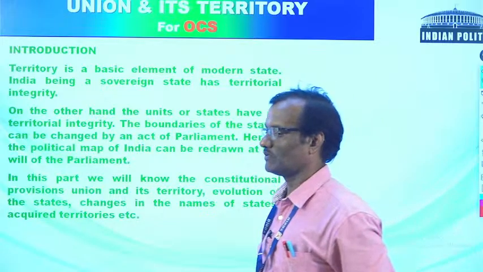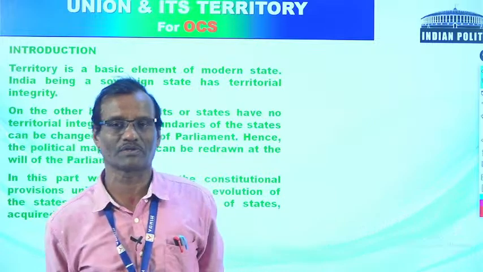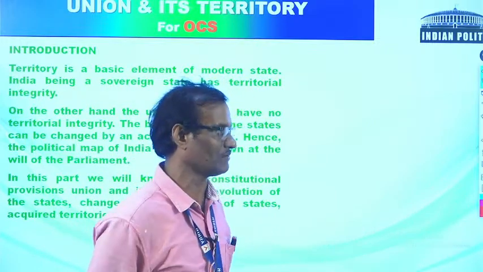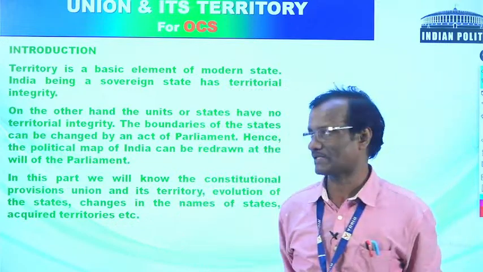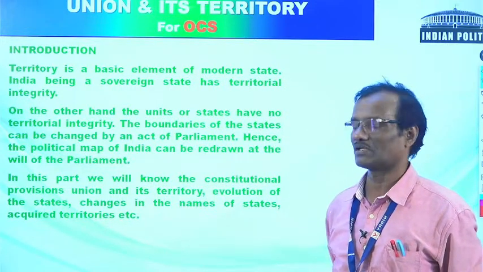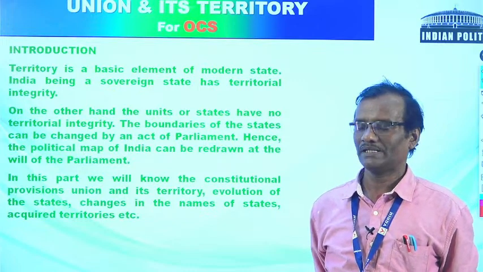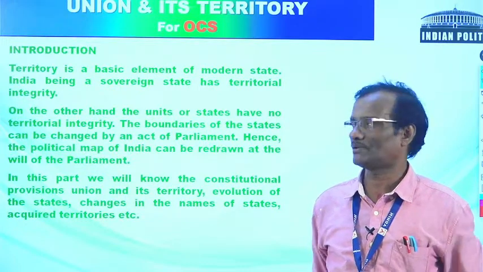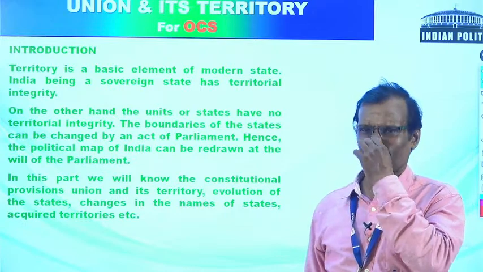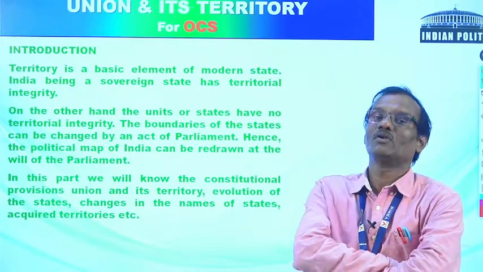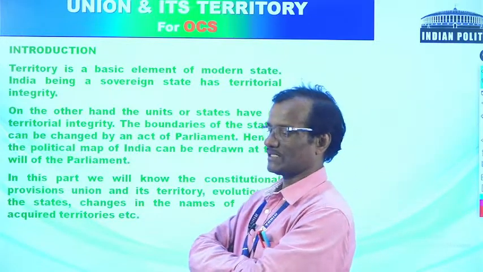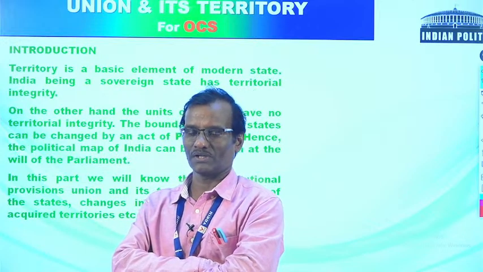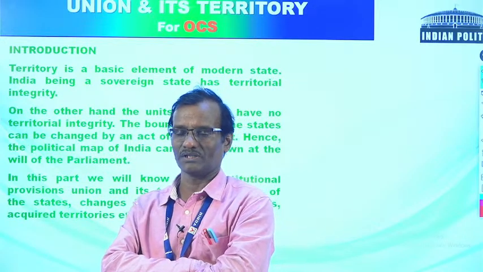We will start the new chapter Union and its Territory as we have precious time. So Union and its territory, the first part of the Indian Constitution. In this chapter, we shall learn the evolution of states in India, how the states evolved and how they have come to be 28 in number, and how the union territories have come up.